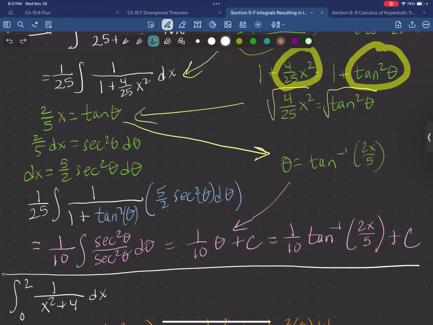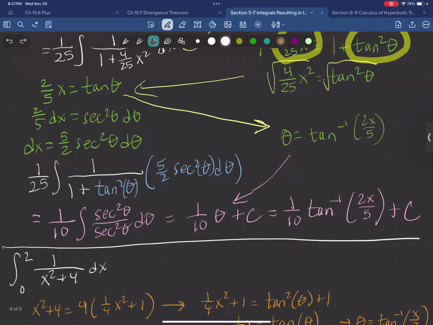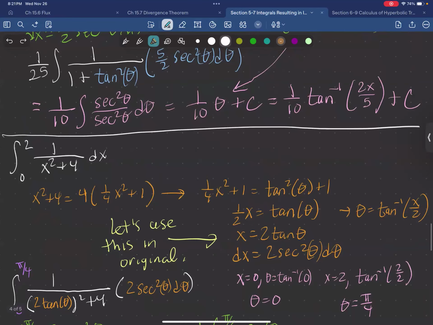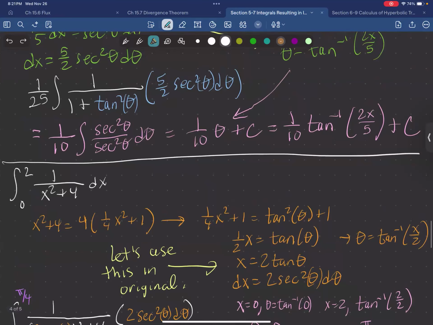I hope I don't mess up the limits here like I did in the last problem. X squared plus 4, I'm going to factor out a 4 so that it looks like the tangent thing. So I'm going to have a 1/4 out front, which I don't know where it went. Did I actually do that? Let's see what I did. 1/4 x squared plus 1 equals tangent squared theta plus 1. We get 1/2 x equals tangent theta after subtracting 1 and taking the square root. So theta is going to equal tangent inverse of x over 2.